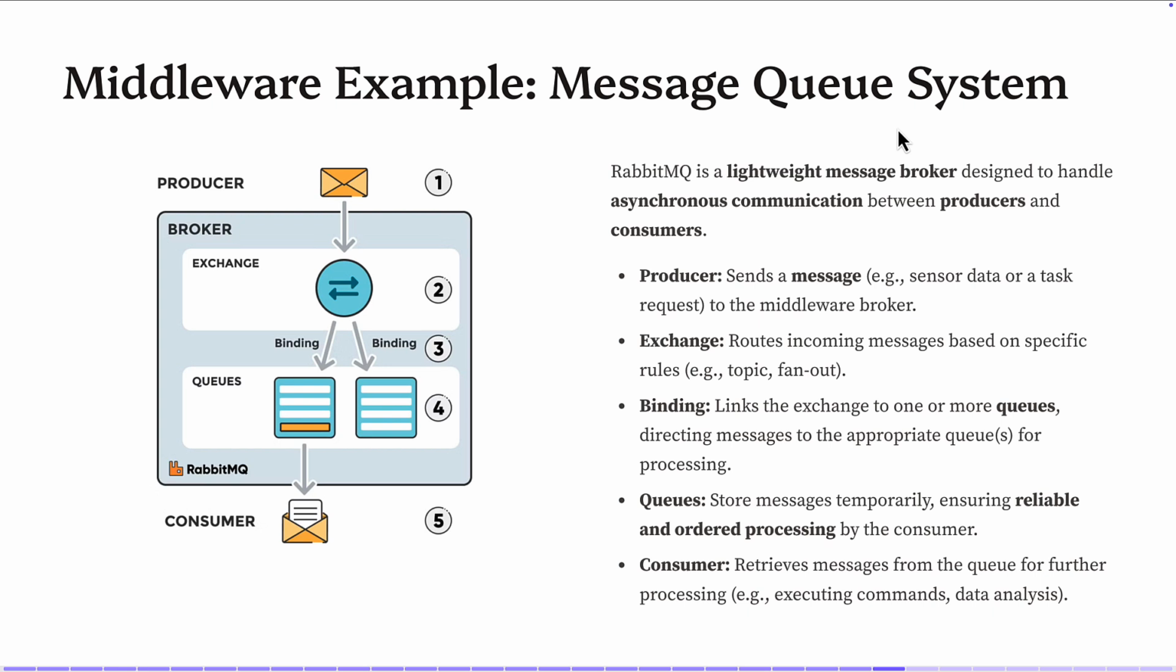So this is an example of a middleware system known as RabbitMQ, one of the most popular frameworks. It's a lightweight message broker. Broker means mediator. Okay? Designed to handle asynchronous communication. Asynchronous means someone sends, and another one will listen at different times. Okay? This is what we call asynchronous.